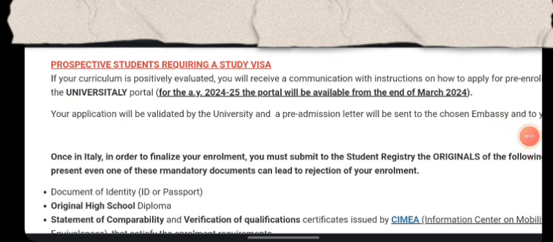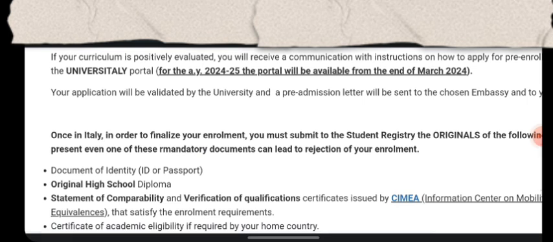So you don't want to wait for the Universitaly portal to be open before you file your application to this school, because by the time the Universitaly portal opens, admission will have closed at this particular school. And after the admission has closed, that is when the scholarship offer will come in. So let's continue so that you can see the information yourself.